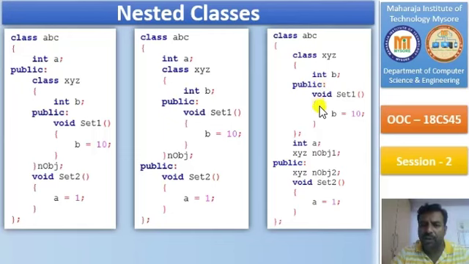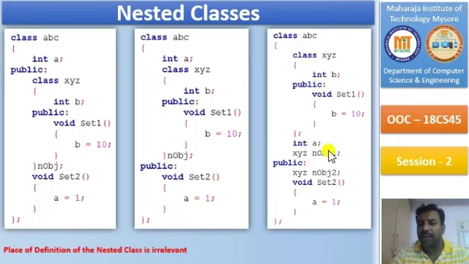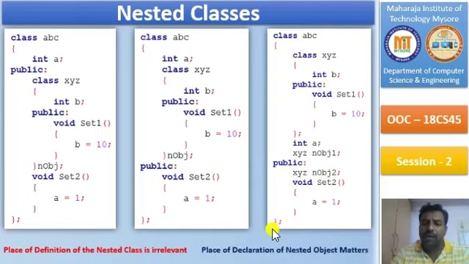Hence, if you look at this, whether I put the definition of the class in the public section or in the private section, it is not going to have any effect. Hence we say the place of definition of a nested class is irrelevant. But the place where you define the object, something like NOBJ1 or NOBJ2, is going to matter a lot. Hence the place of declaration of the nested object is going to matter, because one declaration makes it private and the other makes it public.